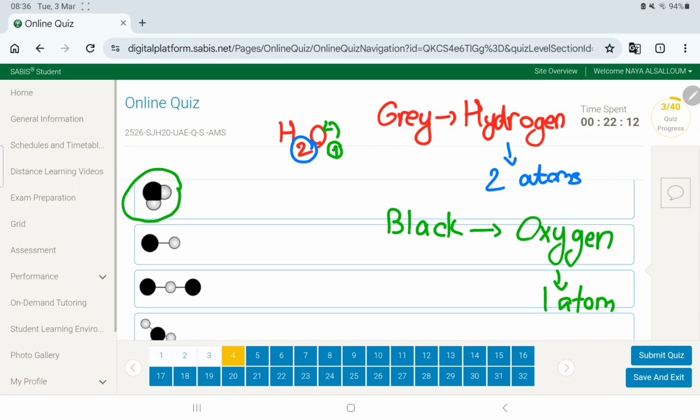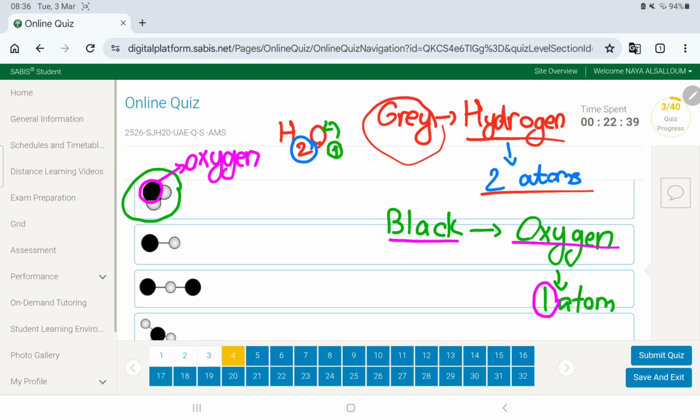Now, why? Here we have the black dot to be oxygen. How many oxygen should there be? 1. Is there here 1 oxygen? Yes. There is. We also said here, how many hydrogen is there? Hydrogen has 2. And which color represents hydrogen here? Gray. Are there 2 grays? Yes, there are. Hydrogen.